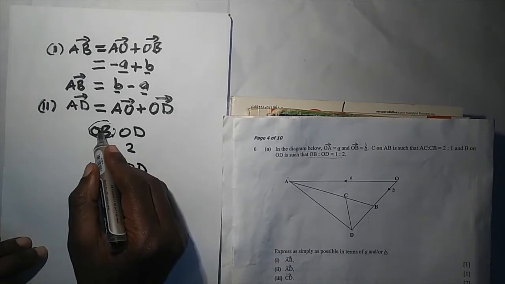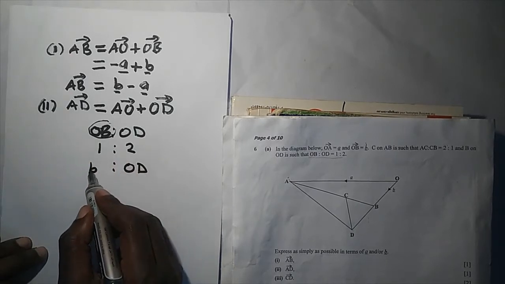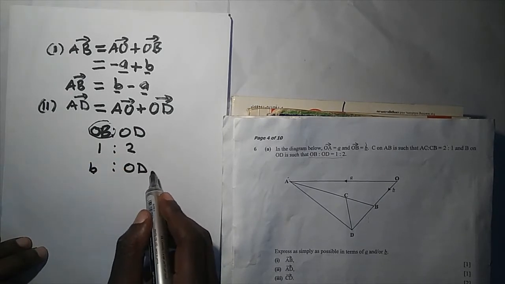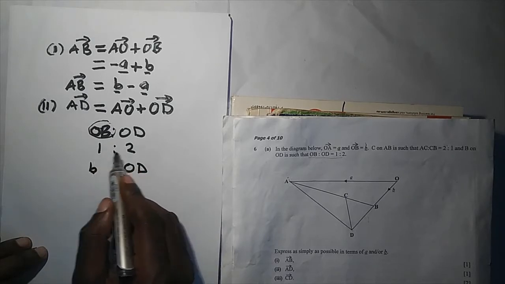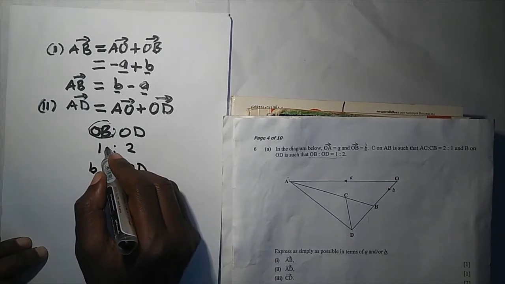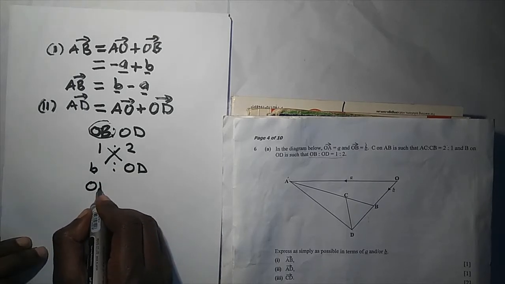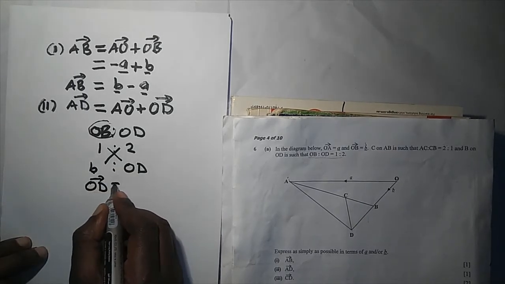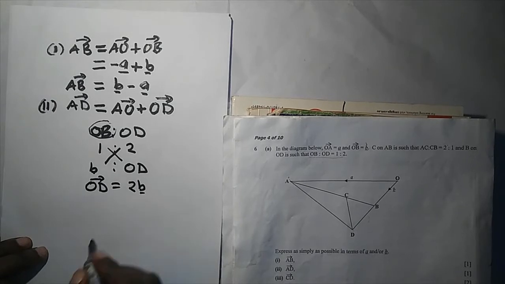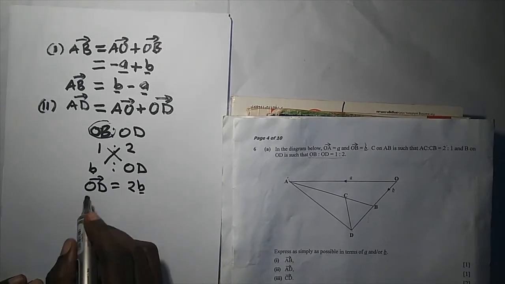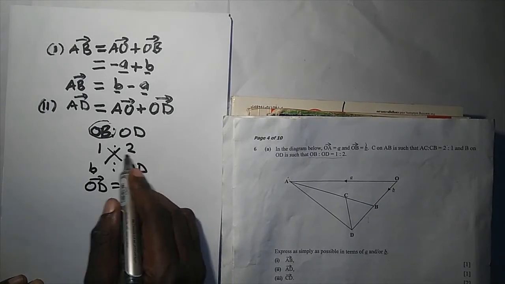Okay, so where there is OB here, you replace it with B, and this side the OD remains. So the ratio is still 1 to 2 here. So we can cross multiply here, and then we are going to have OD is equal to 2B. Okay, so we have found OD here by cross multiplying.